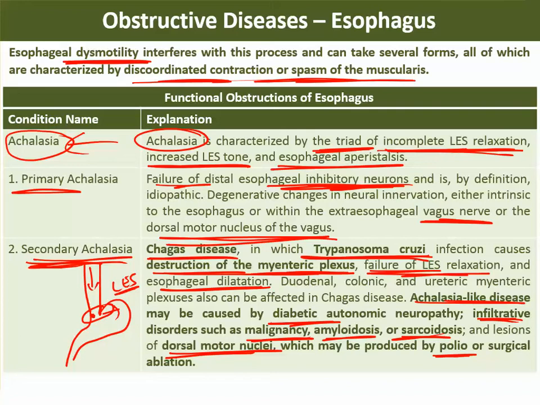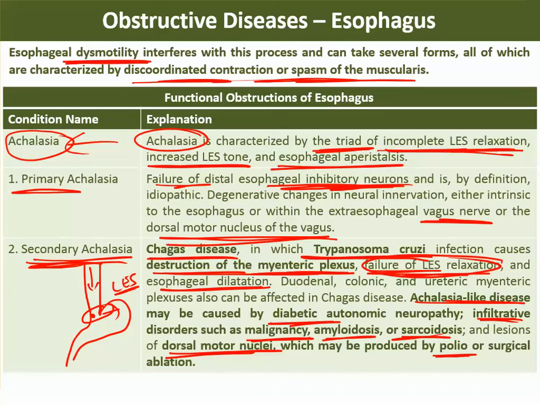Once again, the secondary causes of achalasia are very common. The first disease you should remember is Chagas disease, because it destroys the myenteric plexus, and that leads to failure of lower esophageal sphincter relaxation. So the lower esophageal sphincter becomes very constrictive and cannot relax. If they are very constrictive, what happens? Next step, the esophagus will dilate. Those are the two things that happen.